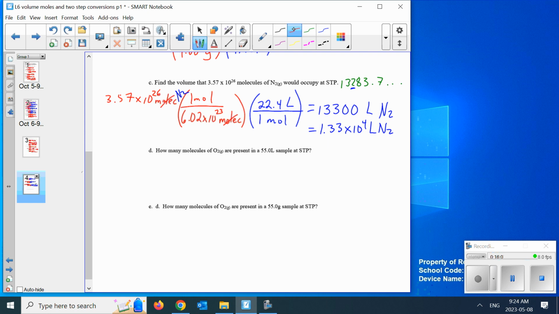Okay. How many molecules do you want for the large number of molecules? 55 liters. Start with the single item that's not a fraction. Oxygen. I need to get rid of liters. It's a gas, so 22.4. And to get rid of moles here and go to molecules, I'm going to put 6.02 times 10 to the 23 molecules.